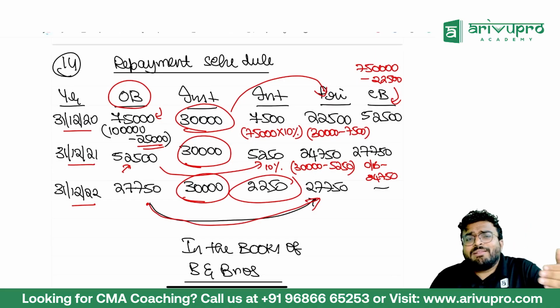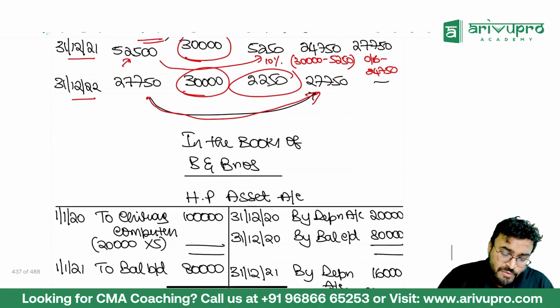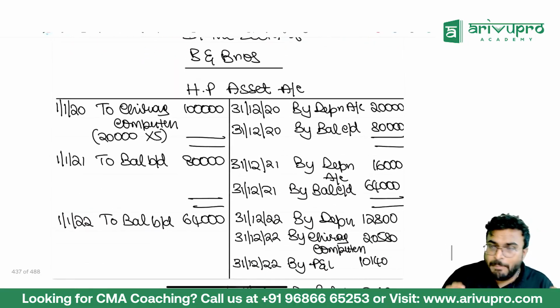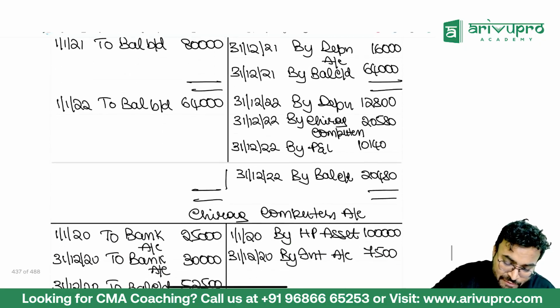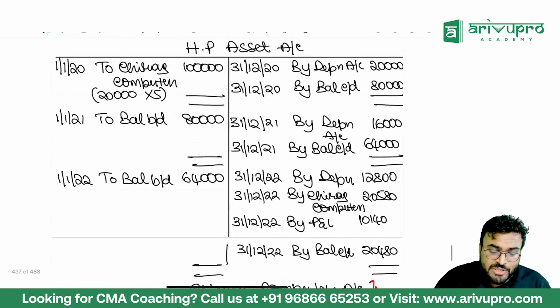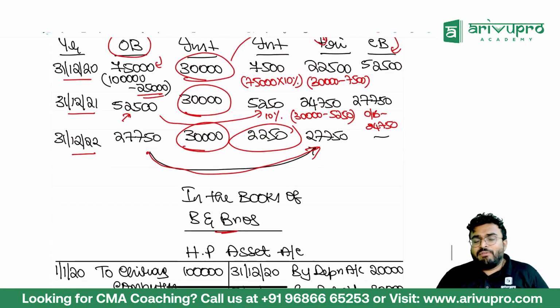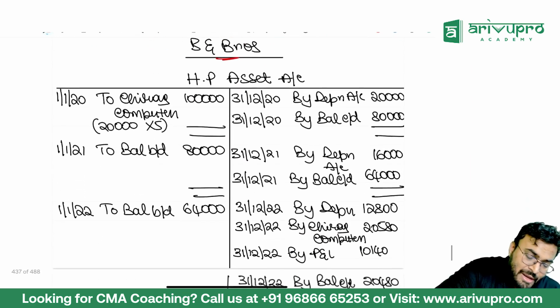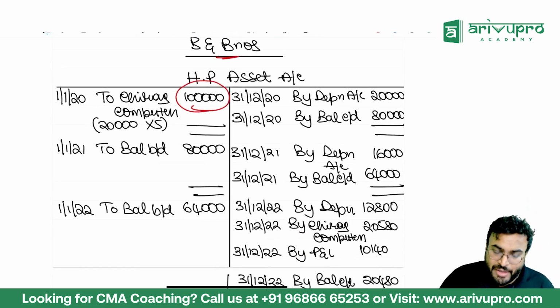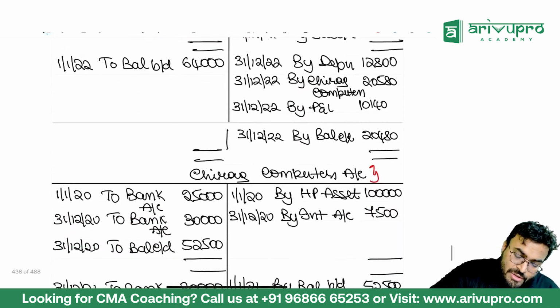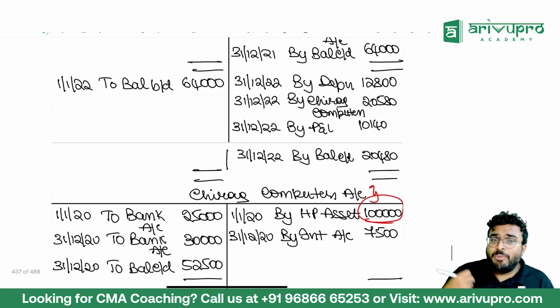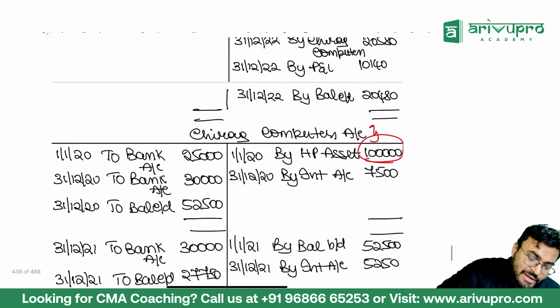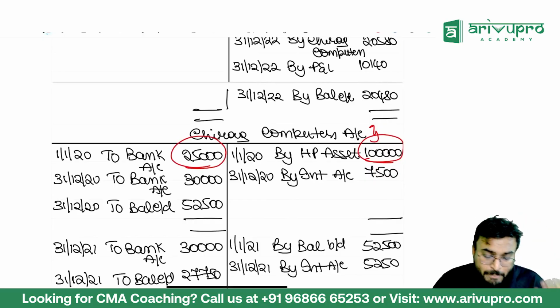They told you to prepare the ledger in the books of both parties. Now first we will talk about B and Bros. In the books of B and Bros, we have the hire purchase asset and Chirag Computers. First we are going to purchase the computer. When we purchase the computer, the computer account is debited to Chirag Computers, the asset account debited to the hire seller. Then we are going to make the down payment. Then Chirag Computers account debited to bank account.